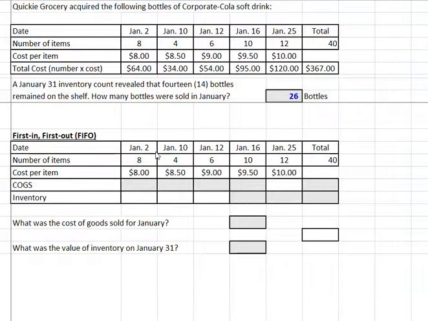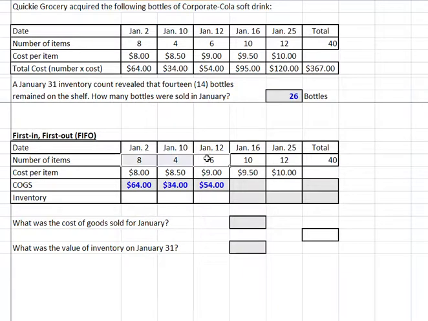Under our FIFO method, we're going to assume that the earliest bottles that we purchased are the first ones we're going to sell. So let's go ahead and do our FIFO calculation. Again, recall we sold 26 bottles. First thing we're going to do is we had purchased 8 bottles on January 2nd, so we'll assume we sold those at a total cost of $64. We will assume we sold all 4 bottles we purchased on January 10th at $8.50 a bottle for a total of $34. We will assume we sold all of the bottles we purchased on January 12th at $9 a bottle.